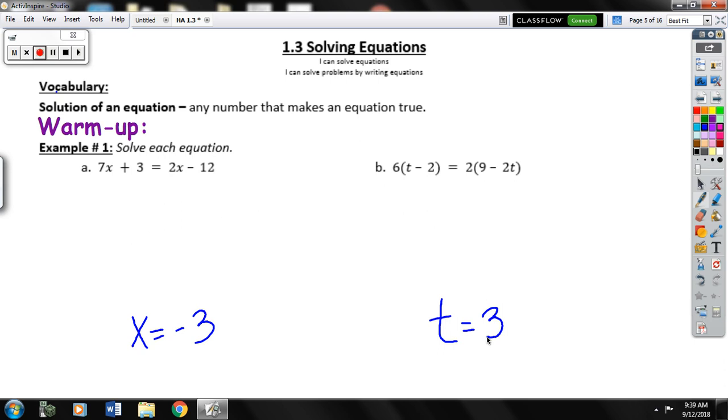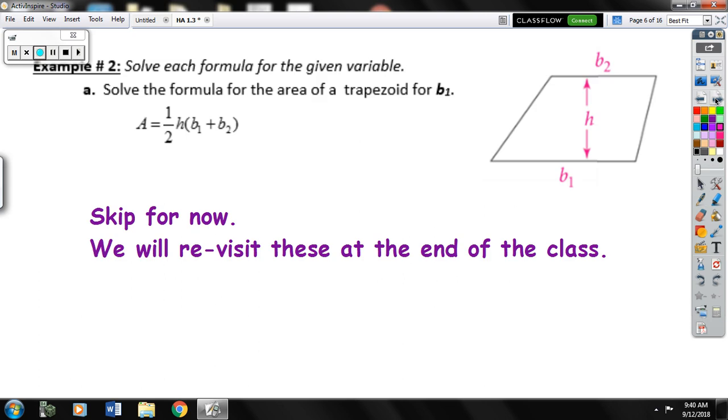Anyone need me to show the work for those? Just raise your hand. Anyone want me to show A? Anyone want me to show B? Okay, good. You should be able to do these. These are Algebra 1 / pre-algebra.